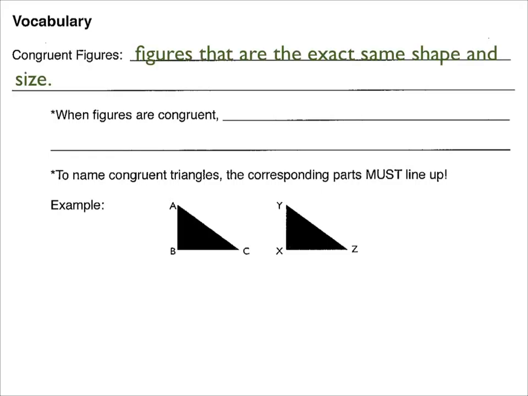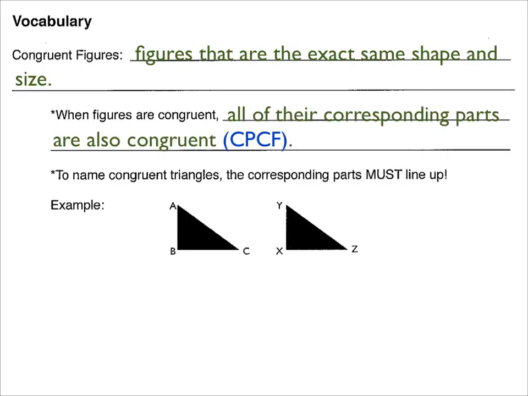Congruent figures are figures that are the exact same shape and size. Please write that in. Congruent figures are the exact same shape and the exact same size. When two figures are congruent, all of their corresponding parts are also congruent. And we call this the CPCF theorem, which stands for corresponding parts of congruent figures. CPCF.